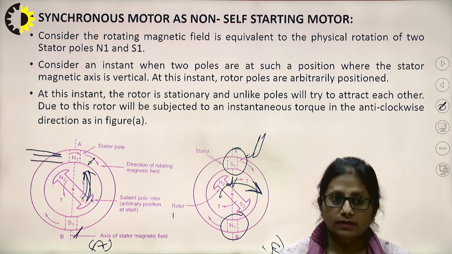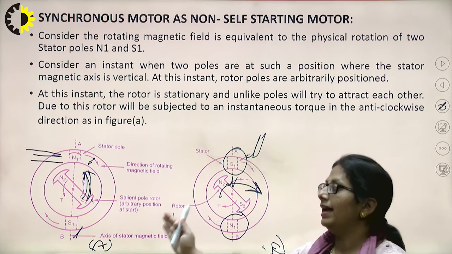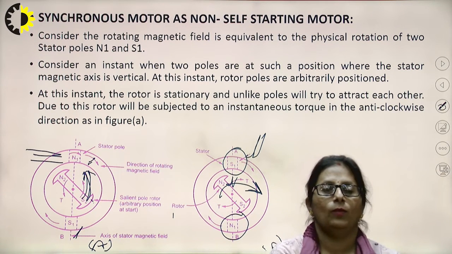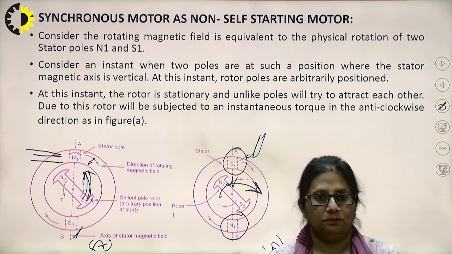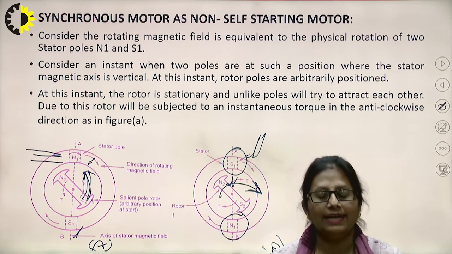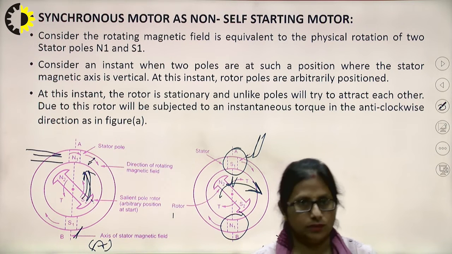Because the magnetic locking is not being done, I'm not getting a unidirectional torque in any direction, neither clockwise nor anti-clockwise. How to make this happen now? We'll see that in the various starting methods of it.